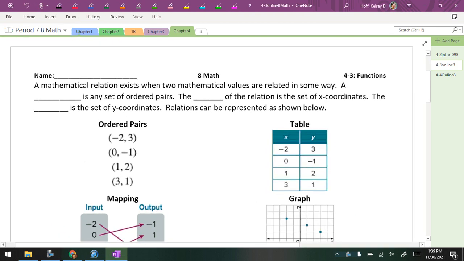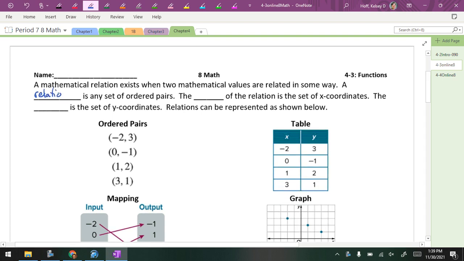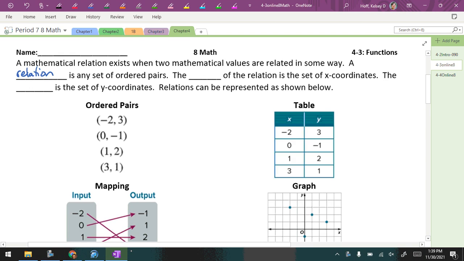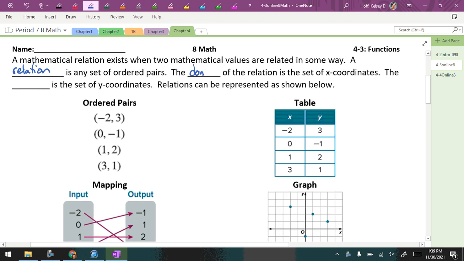A mathematical relation exists when two mathematical values are related in some way. A relation, as we learned yesterday, is any set of ordered pairs. From what you learned yesterday, fill in this blank. The blank of the relation is the set of x coordinates. The domain of the relation is your set of x coordinates. The range is the set of y coordinates.